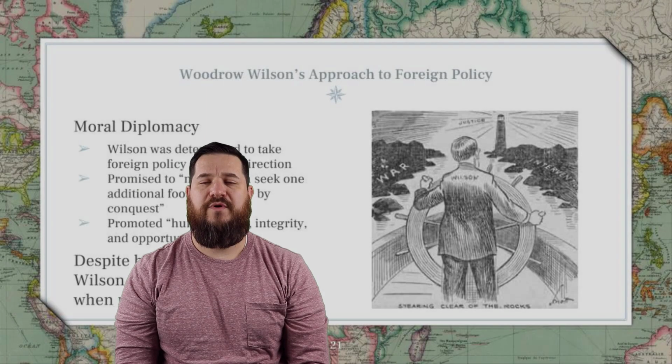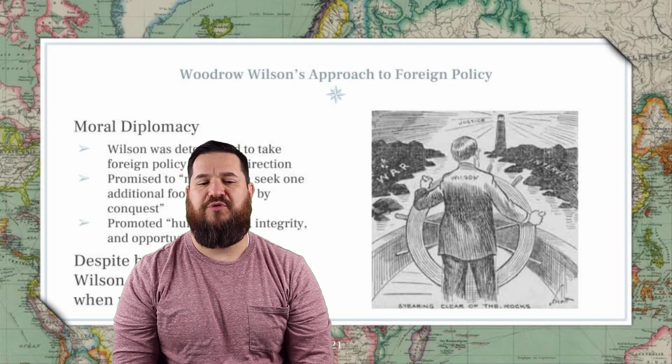Basically what Wilson's saying is that the United States is done with imperialism. We're not going to look at our own goals and things that the United States wants. We're going to start looking at what these Latin American countries want. Wilson used what was called moral diplomacy.